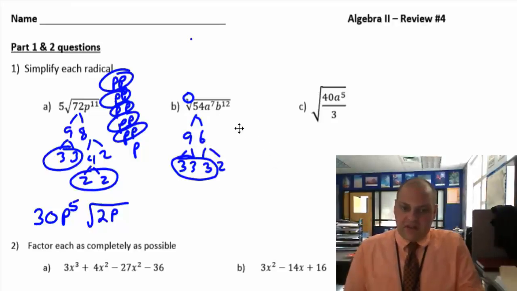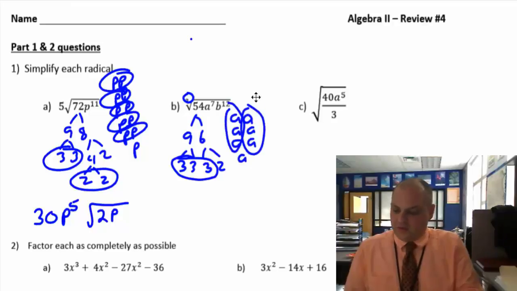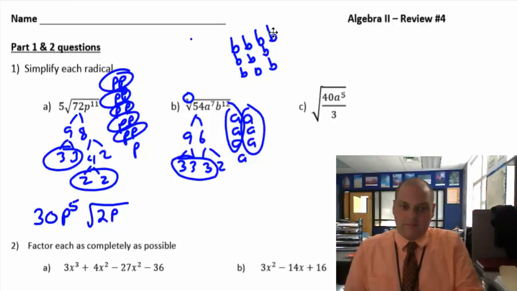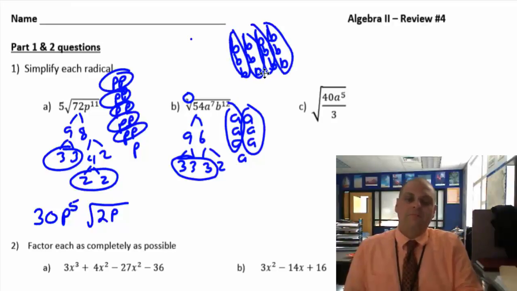And a to the 7th, A, left over A. I have 2 groups of 3, and then B to the 12th, B, B, B, B, B, B, B, B, B, B, B, B. So I have 1, 2, 3, 4.